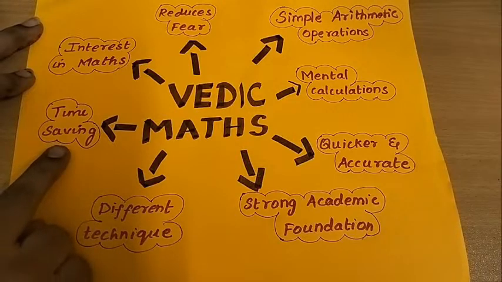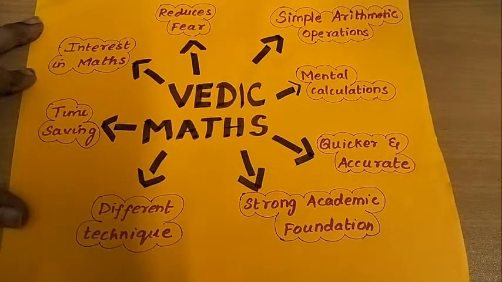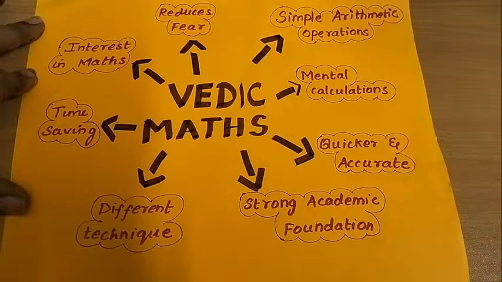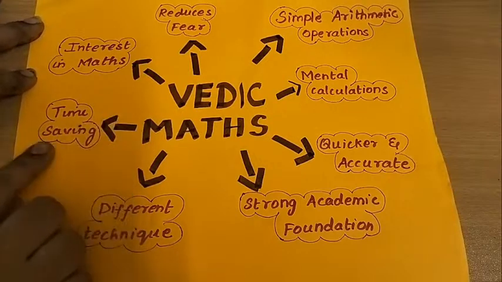Next is time saving. So it saves your time in a very good manner. Okay, so time saving is very important in maths, because if you are spending too much time on a sum, it brings drawbacks in your next sums. So you can't complete in a fixed time. That is a very big drawback. So when you are using this type of method, it will be very helpful for your time saving.